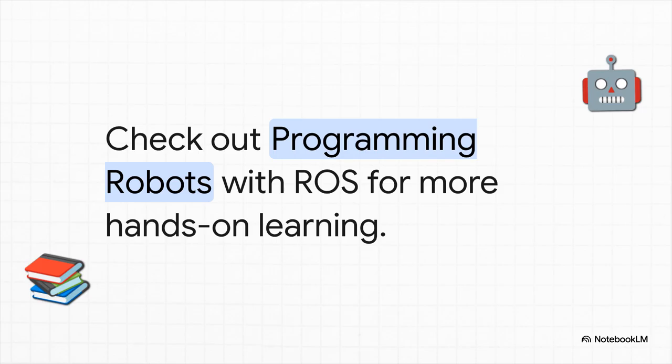By the way, if you want to dig a little deeper into the mechanics of those nodes, topics, and how to actually write the code to get your own differential drive robot moving, the sources highlight a fantastic supplementary resource. The book, Programming Robots with ROS, is highly recommended for any of you who want to take your learning a step further and get truly hands-on with the ecosystem.